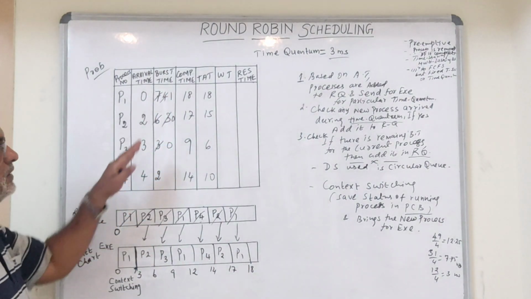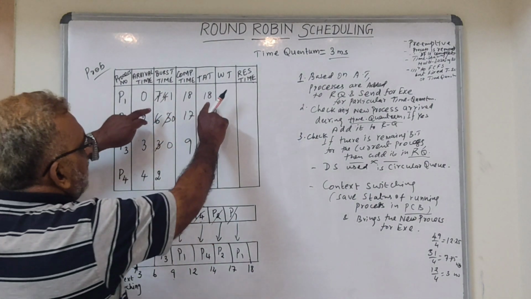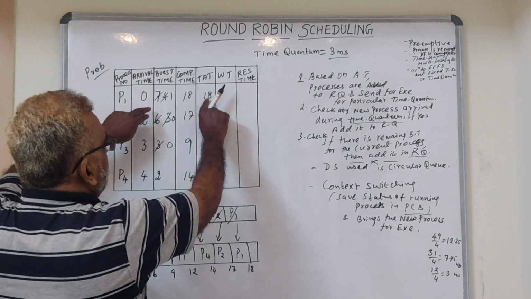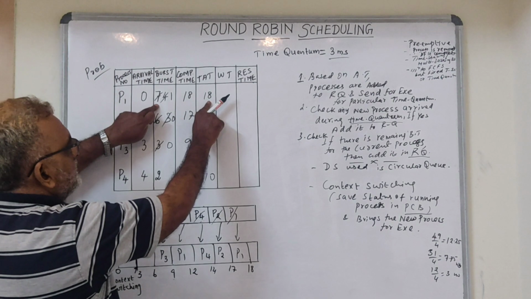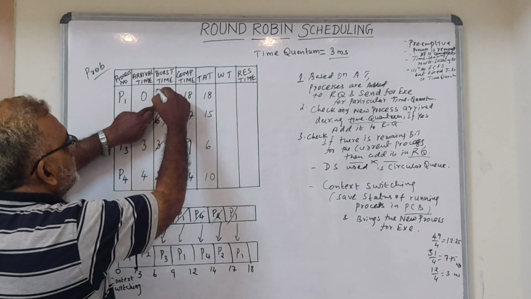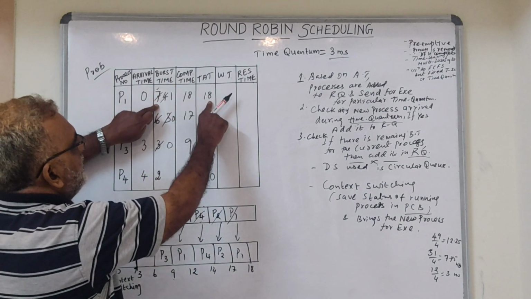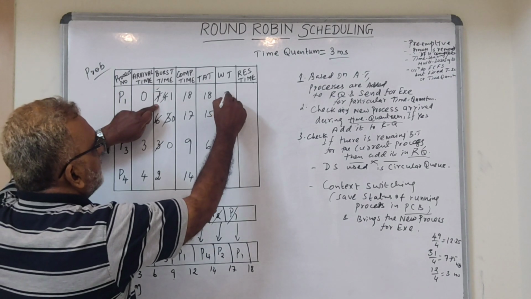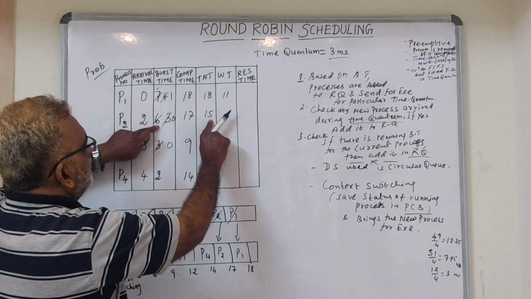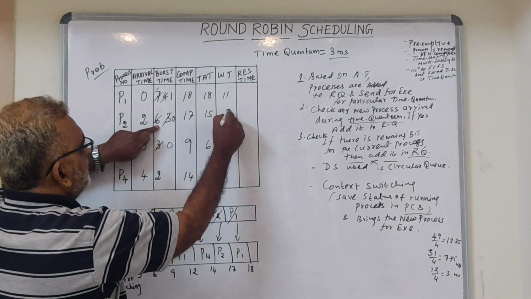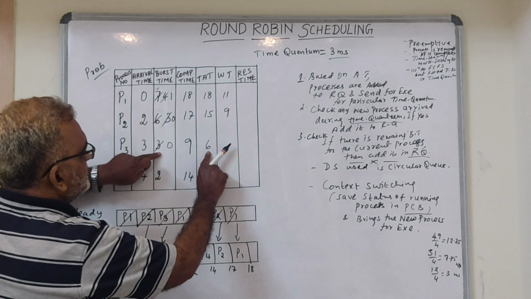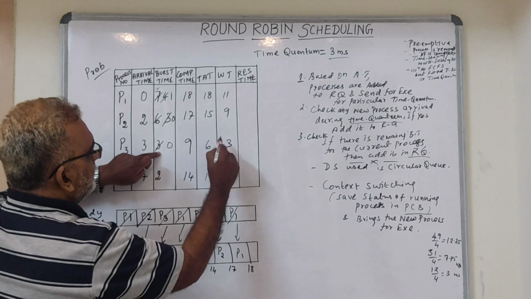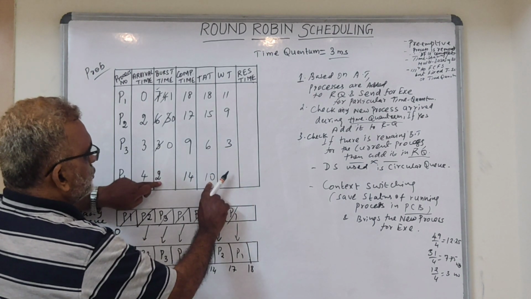Now we have to calculate the waiting time. The waiting time is calculated as turnaround time minus burst time, so you have to take the original burst time. 18 minus 7 is 11. Then 15 minus 6 is 9. Then 6 minus 3 is 3. And 10 minus 2 is 8.